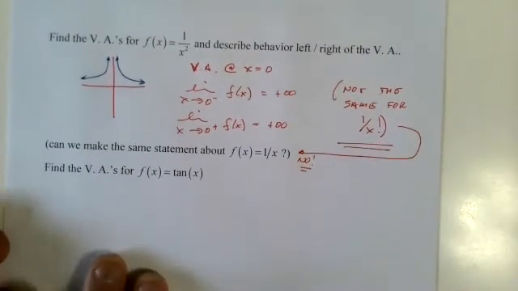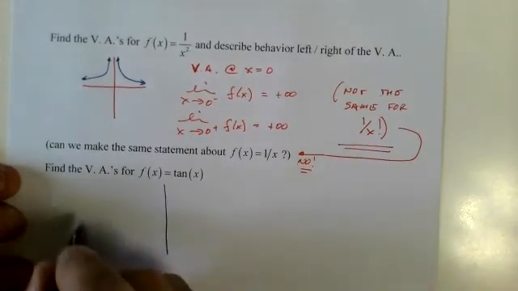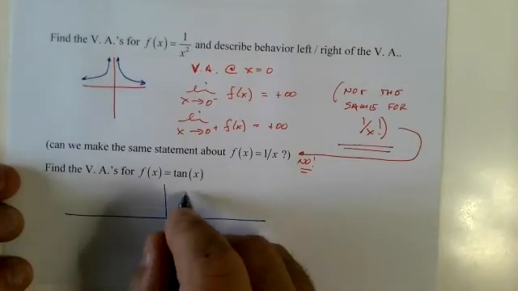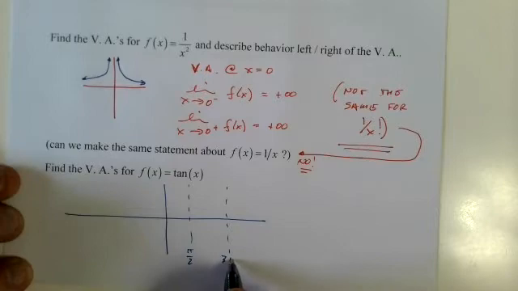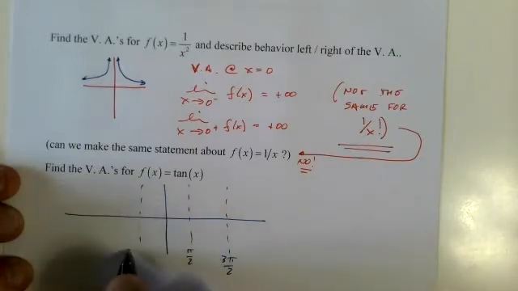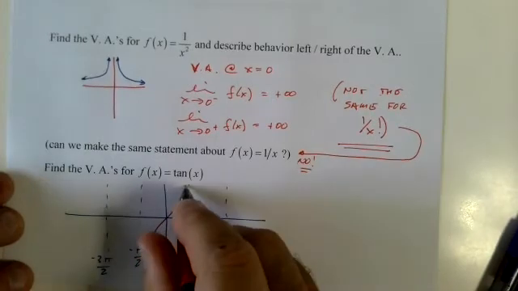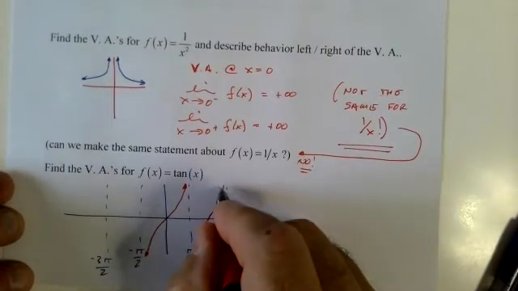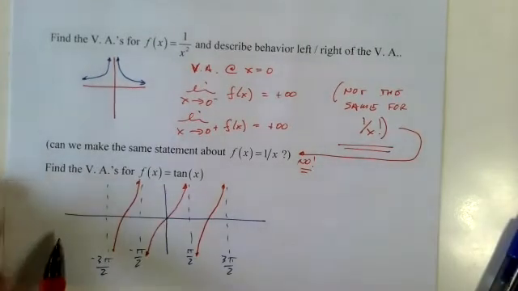All right, on the vertical asymptotes for tangent of x. So got to go deep into the memory bank here. I believe it comes up the middle and at pi over 2, 3 pi over 2, negative pi over 2, negative 3 pi over 2. Something like that. It does this, and so on and so on. It keeps going.